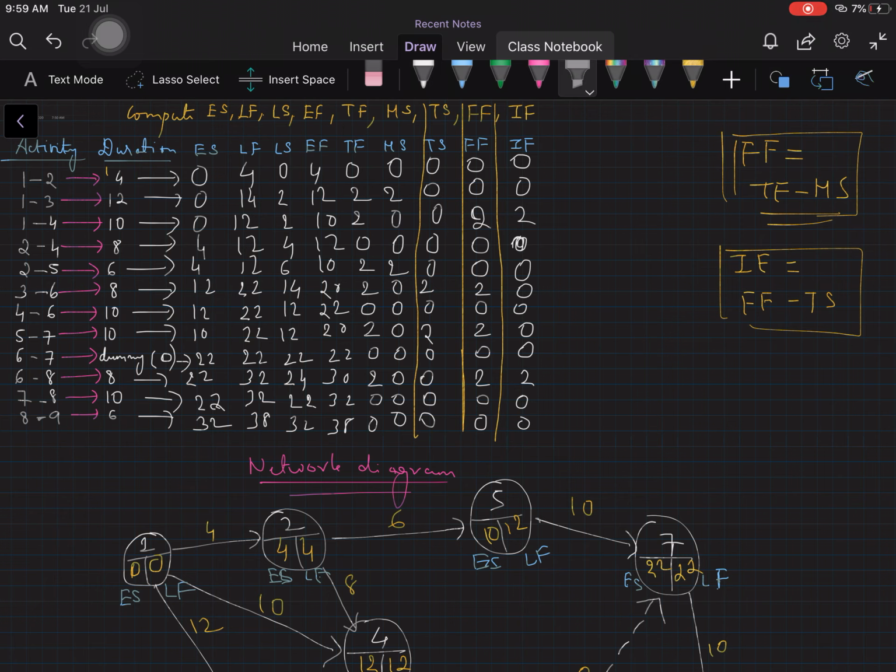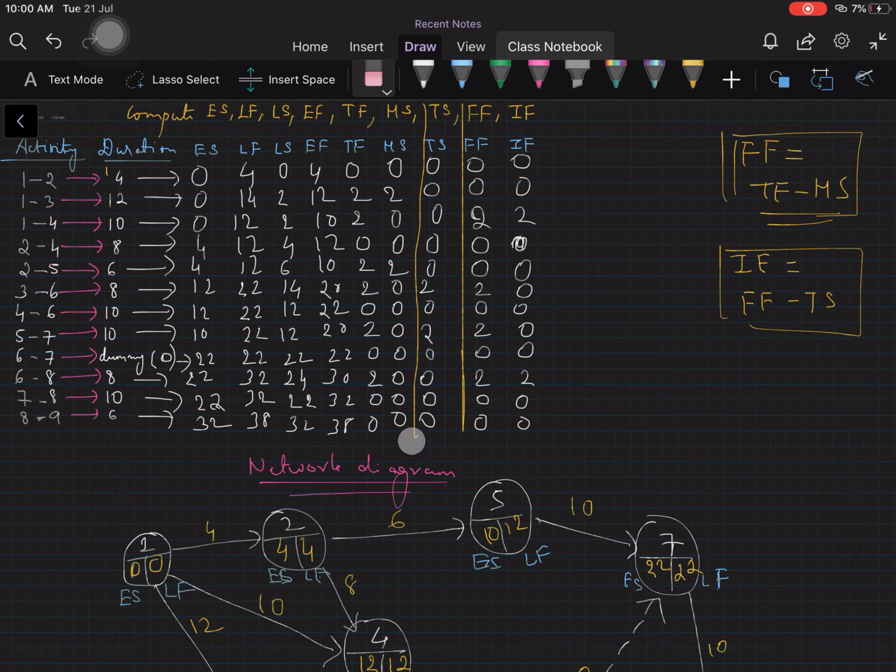Let's cross check once. 0 minus 0, 0. 0 minus 0, 0. 2 minus 0, 2. 0 minus 0, 0. 0 minus 0, 0. 2 minus 2, 0. 0 minus 0, 0. 2 minus 2, 0. 0 minus 0, 0. 2 minus 0 is 2, and finally 0 and 0. So this is how we calculate early start, late finish, late start, early finish, total float, head event slack, tail event slack, free float and independent floats for all the activities given in the problem.